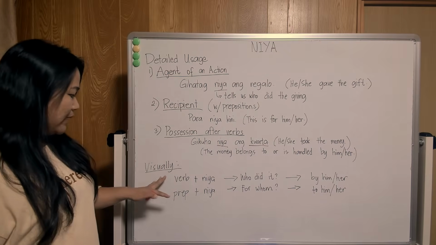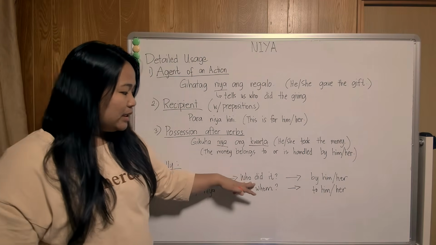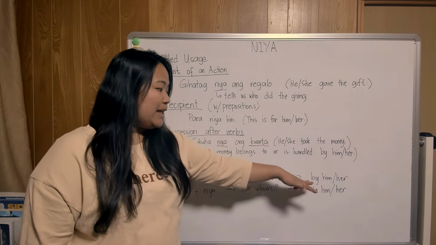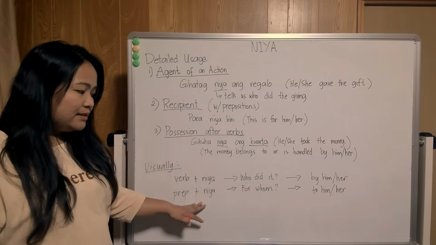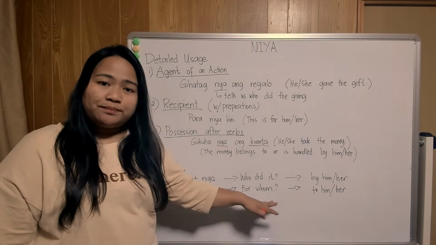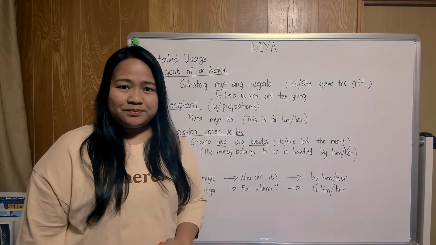So here's the pattern. So verb plus niya, it means who did it. So by him or her. Preposition plus niya, so it answers the question for whom. So it means to him or her.